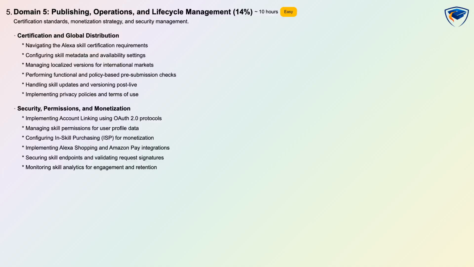Security topics include implementing account linking with OAuth 2.0, managing user permissions, configuring in-skill purchasing and Amazon Pay, securing endpoints and validating request signatures, and monitoring analytics for engagement and retention.